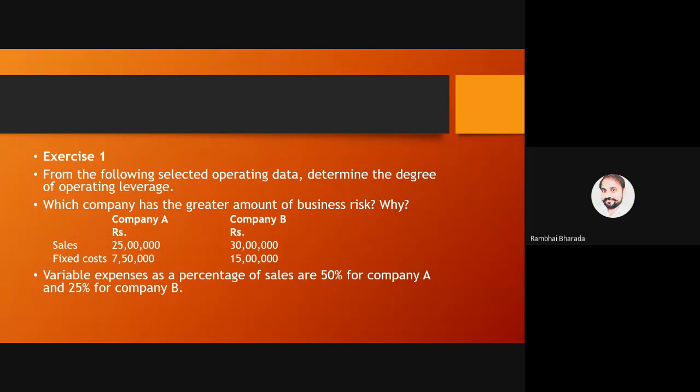For company A, sales of company A, how many rupees? It's 25 lakh. Very good. Minus variable cost of company A. Look at the last line. Variable expenses as a percentage of sales are 50% for company A. So 50% of 25 lakh, you will get the answer 12 lakh 50,000. So for company A, contribution is 12 lakh 50,000. Are we clear about the C for company A?